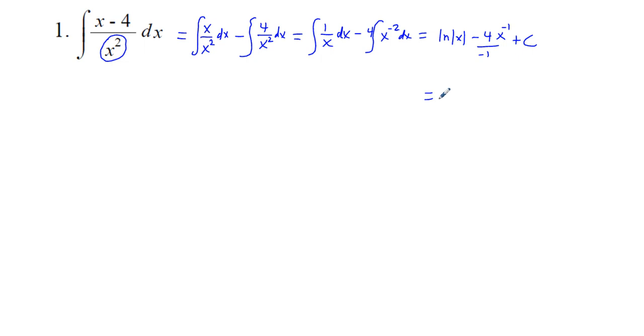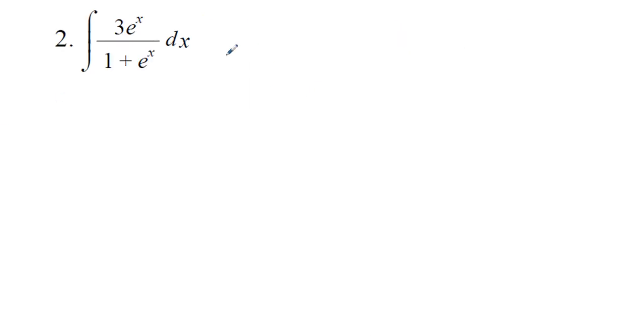Now, working below, we still have the natural logarithm of the absolute value of x, and then this negative 4 divided by negative 1 simplifies to positive 4, and the x to the negative 1 power, the x to the first power, comes down here in the denominator. Then we have plus our constant of integration c, and this is going to be our answer. Okay, let's go to the next problem.